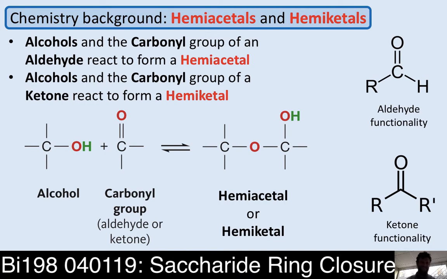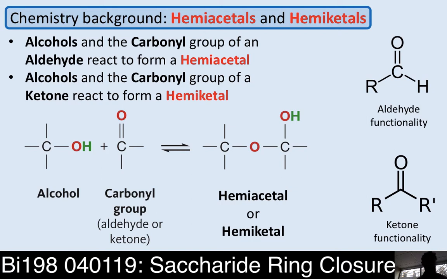So, the idea is what you are forming when you take the open chain and plug it back together is a hemiacetal or a hemiketal. So, alcohols and carbonyl groups of an aldehyde can react to form a hemiacetal. Whereas if that carbonyl group is in a ketone, it forms a hemiketal.